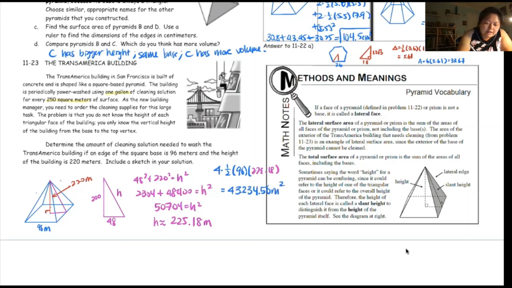Now, how much cleaning solution do you need? Well, you got to take that and now divide it by 250 because every 250 is 1 gallon, right? So divided by 250. That would give me 172.9. Now you got to round up because you'd rather clean more than clean less, right? So it's really 173 gallons of solution.